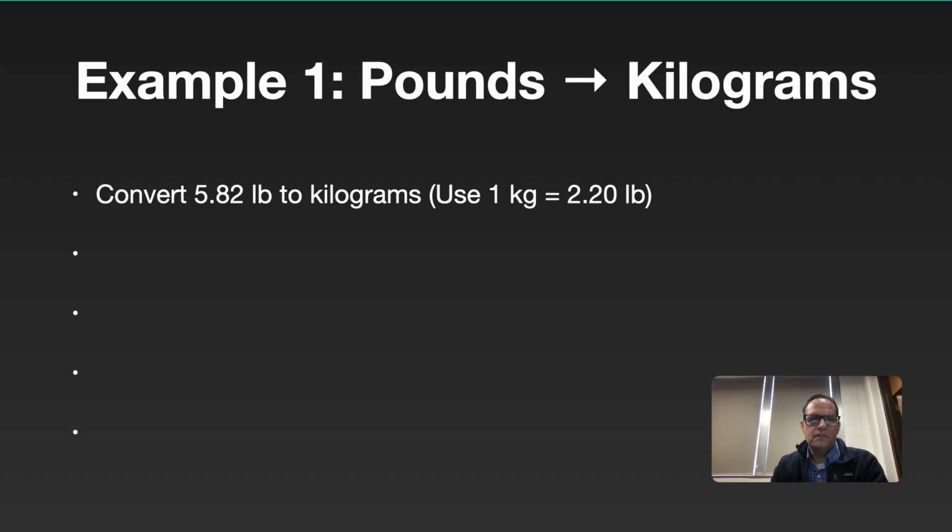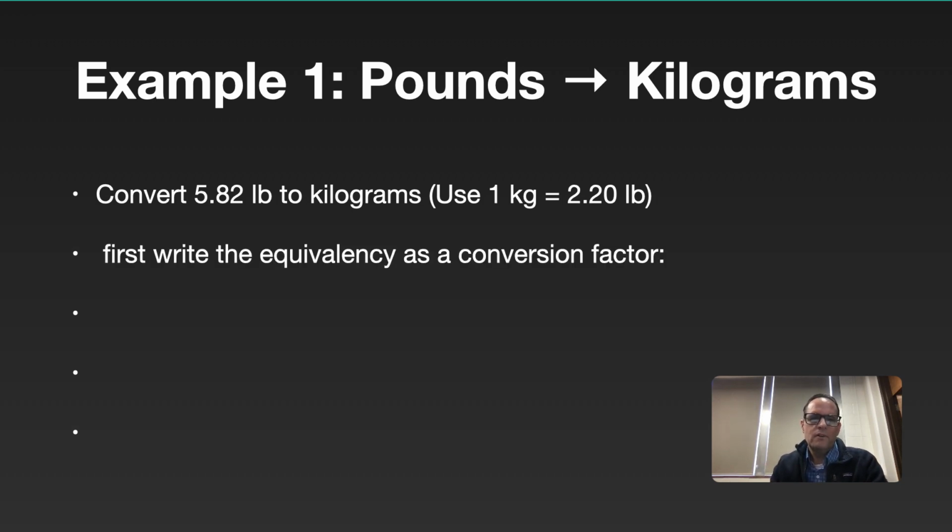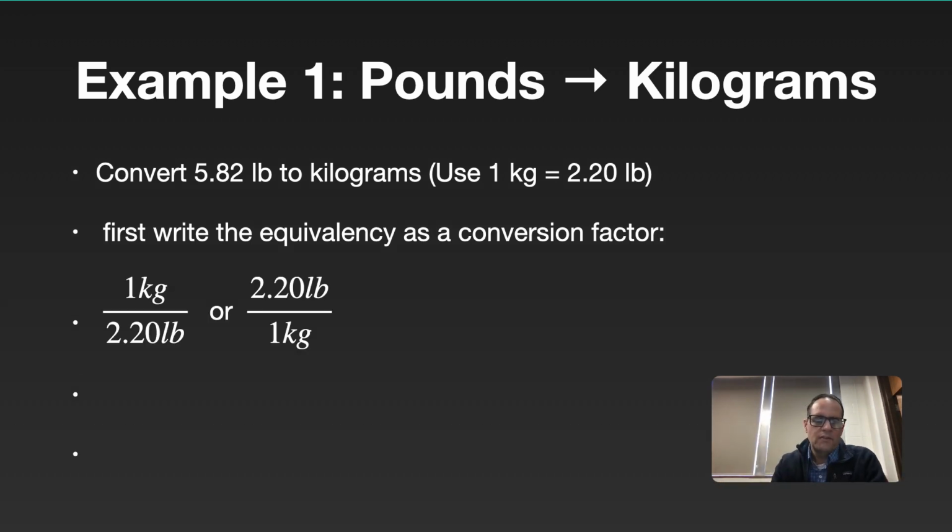So here's a question. It says convert 5.82 pounds to kilograms, and we're always given the information in the problem. It says use 1 kilogram equals 2.20 pounds. Okay, so step 1 is to write the equivalency as a conversion factor. Fancy word, just write the fraction, right? So you have the two equal signs. You're going to write two fractions one way or the other. So here they are. Okay, now we're going to proceed with the steps that I outlined on the previous slide.